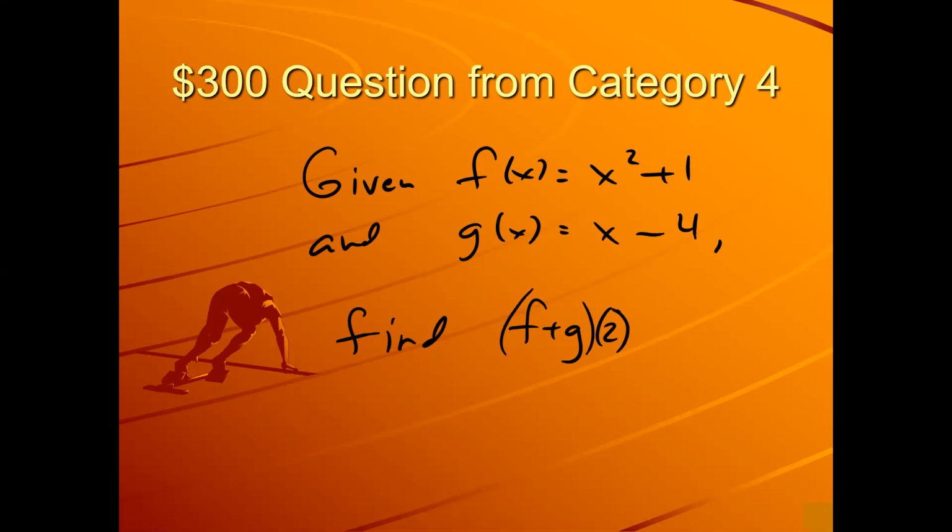So this is addition of functions, right? Hold on, let me check. Not composition, addition, right? So this is f of 2 plus g of 2, right? It's a plus sign. So as you plug in 2 into here, 2 squared is 4, 4 plus 1 is 5. Plus, as you plug in a 2 into here, that makes negative 2, and you get an answer of 3. Let's go. We got it right.